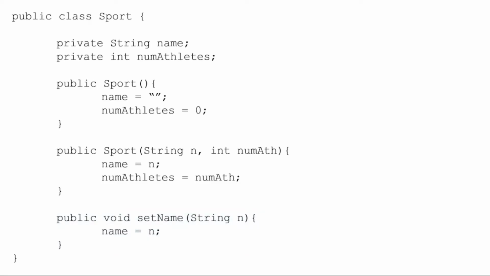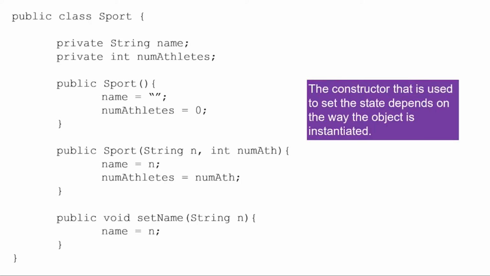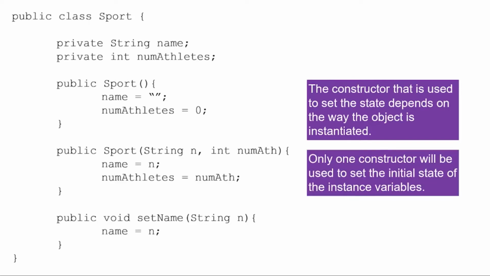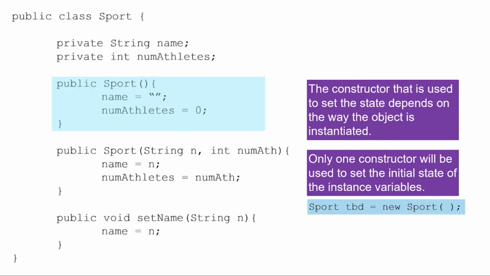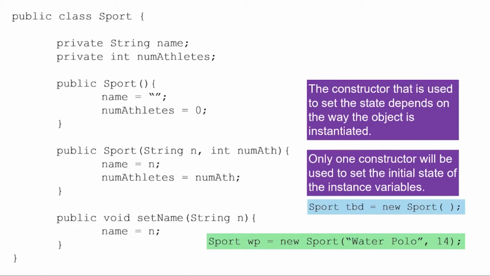How will I know which constructor will be used? The constructor that is used to set the state depends on the way the object is instantiated. Only one constructor will be used to set the initial state of the instance variables. If I have the following instantiation of a sport object called TBD, notice that it is calling the default constructor. If I instantiate another sport object called WP, notice that it has a string and an integer parameter. My computer will look for a constructor that has those parameters in that order.